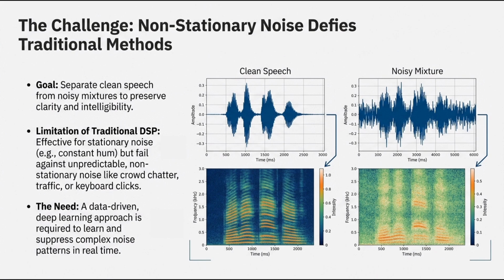So the challenge is that real-world noise is often non-stationary, so it changes over time. Traditional DSP methods can work well for stationary noise like constant hum, but they struggle with unpredictable environments like crowd chatter, traffic, or keyboard clicks. So our goal is to separate clean speech from noisy mixtures while keeping speech natural and intelligible. You can see in the waveforms and spectrograms how noise can mask speech structure and harmonics.